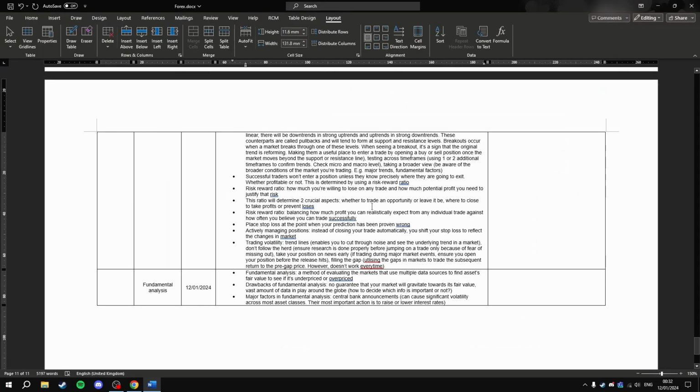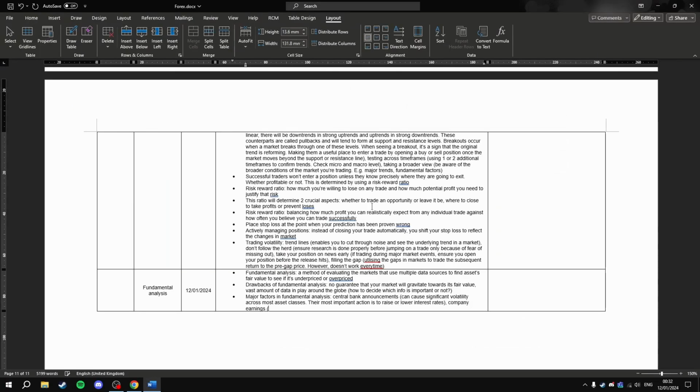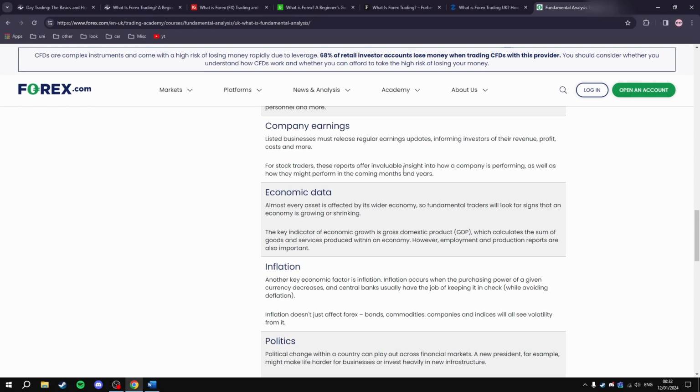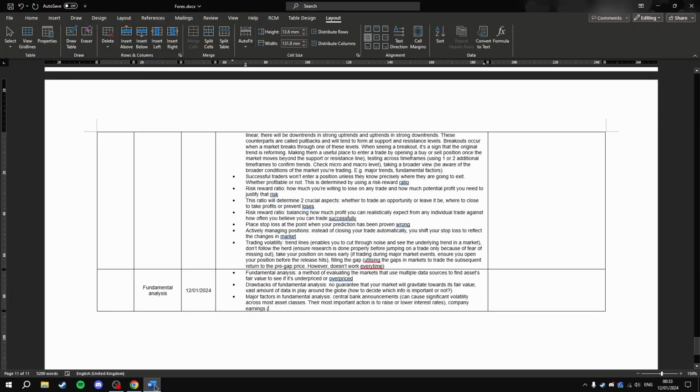Company earnings. Listed businesses must release regular earnings updates, informing investors of their revenue, profit, costs, and more. For stock traders, these reports offer invaluable insight into how a company is performing, as well as how they might perform in the upcoming months and years.